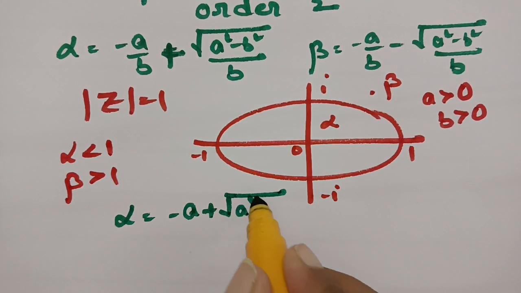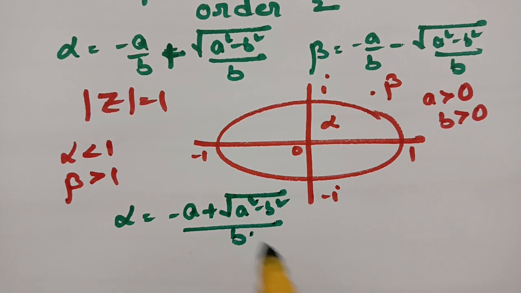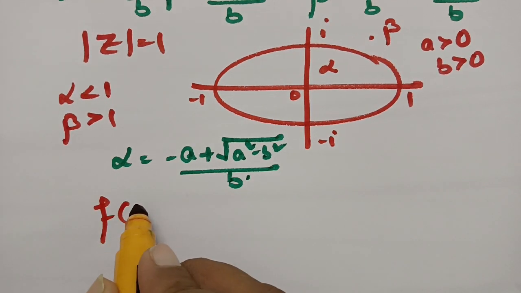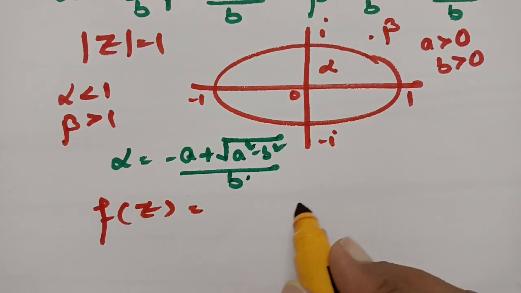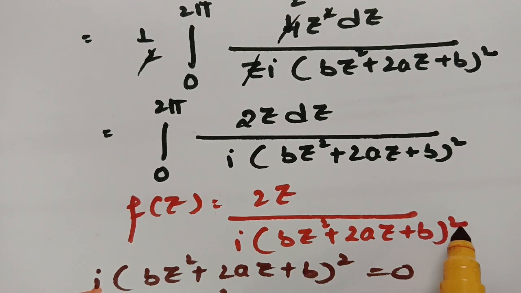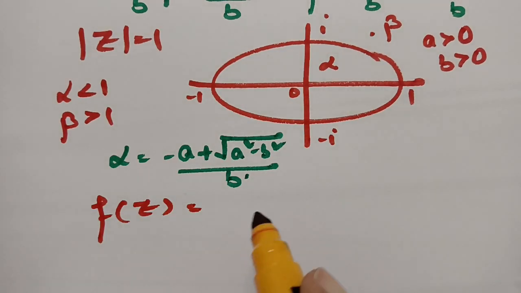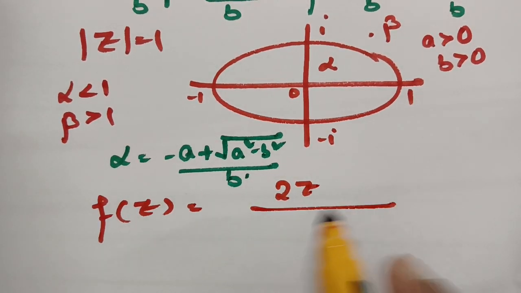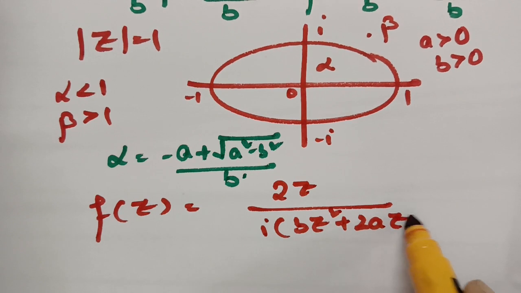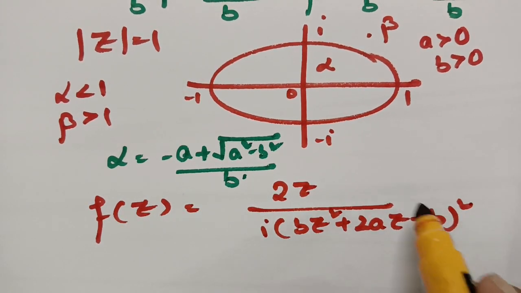This is root over a square minus b square by b. Now we have to find the residue. For finding the residue I am modifying our f of z value. So what is our f of z value here? F of z is 2z by i times (bz square plus 2az plus b) whole square.